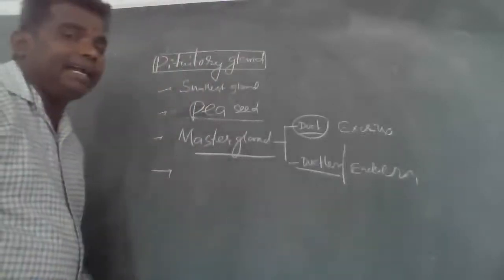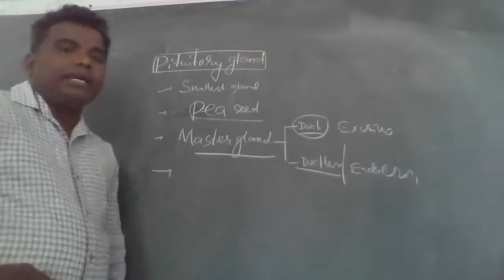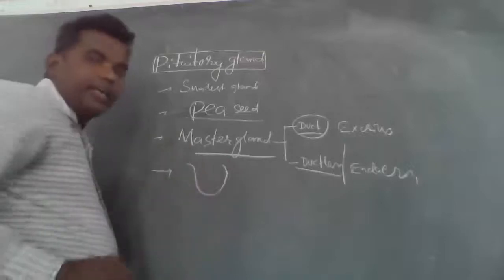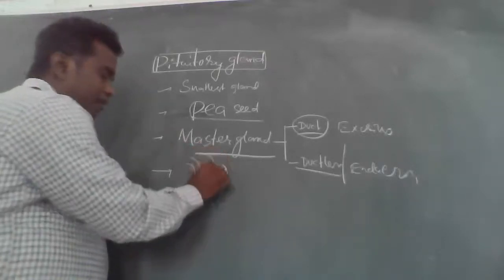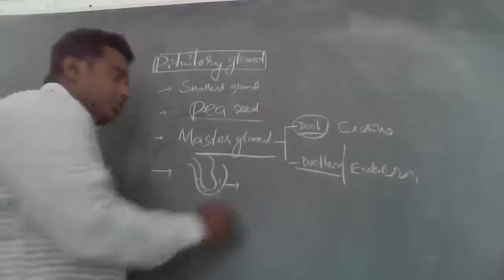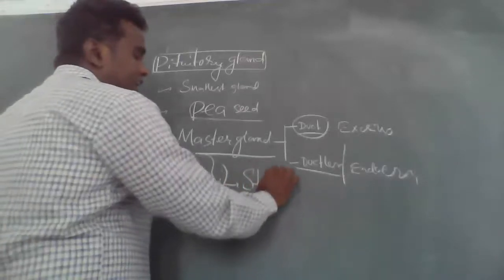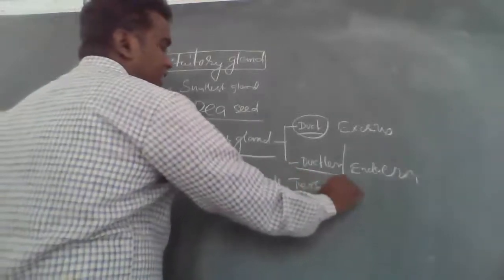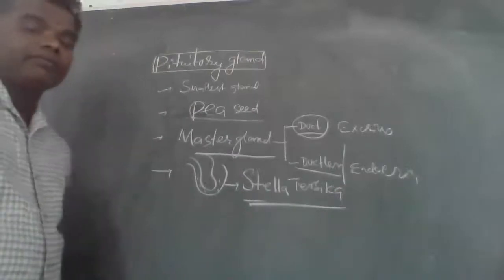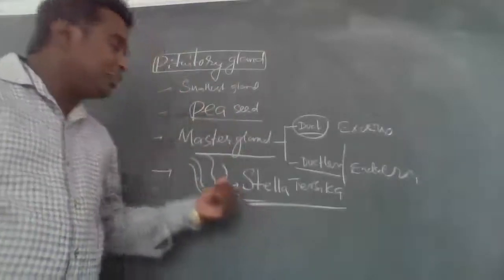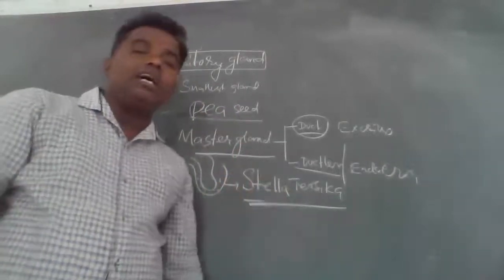Now, where is this pituitary gland present? It is present in a bone-like structure. This bone-like structure part is called Sella turcica. The pituitary gland is present in the bone-like structure part of the brain. That's why that bone is called Sella turcica.